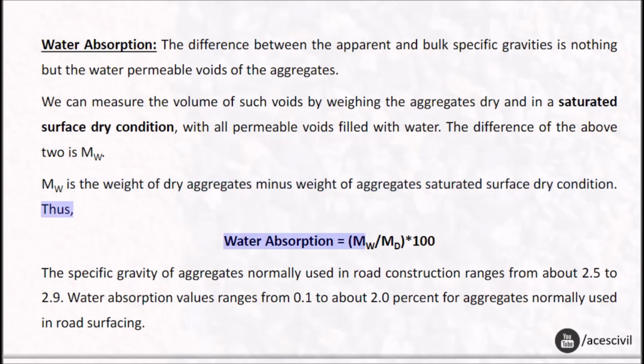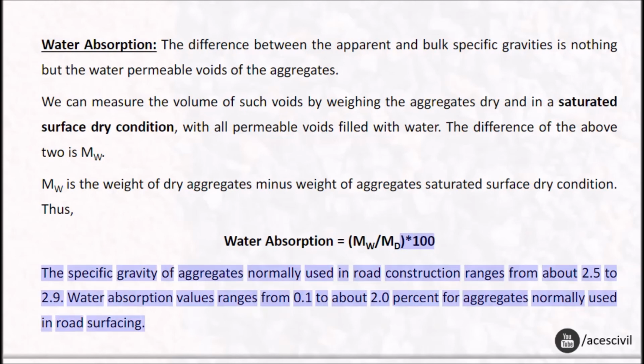Thus, water absorption equals M_W / M_d * 100. The specific gravity of aggregates normally used in road construction ranges from about 2.5 to 2.9. Water absorption values range from 0.1 to about 2.0% for aggregates normally used in road surfacing.